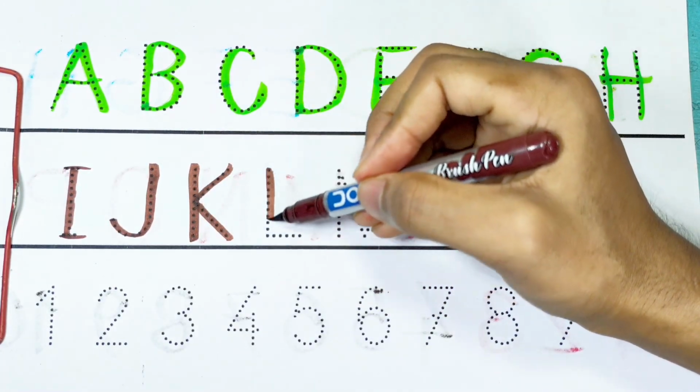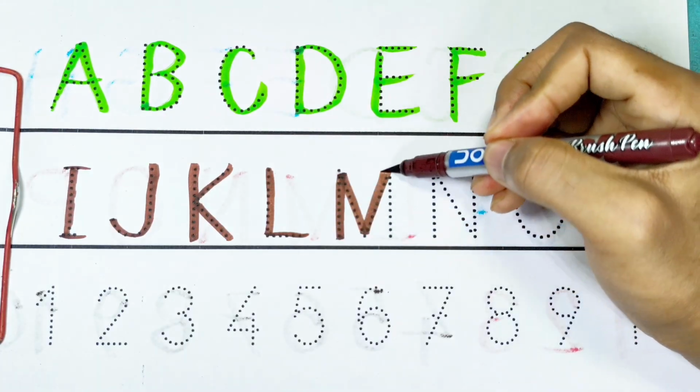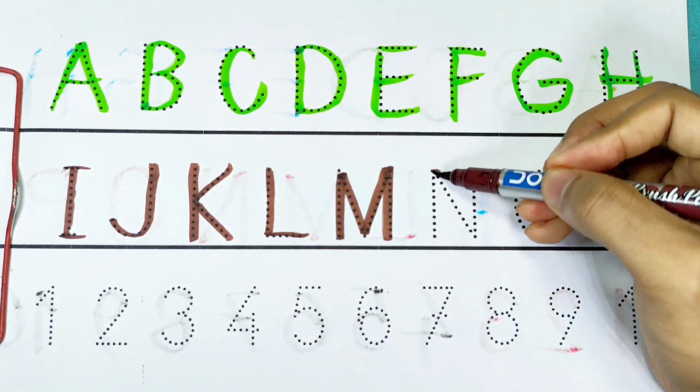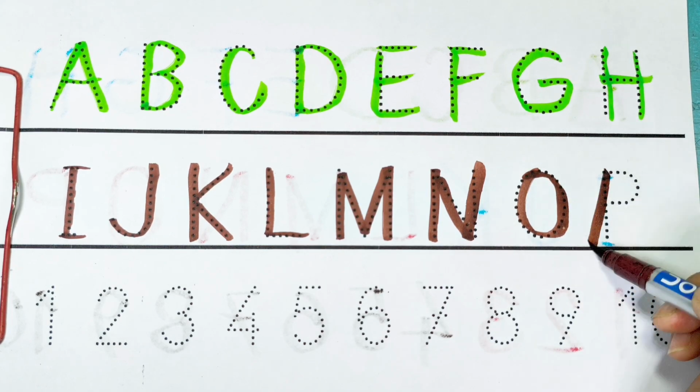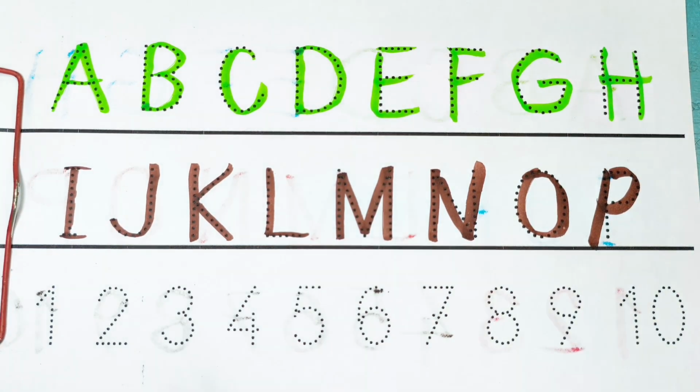K. The next one is L. M for moon, M for mango. The next one is N. Now we're writing the alphabet of O. O for octopus. P for penguin.